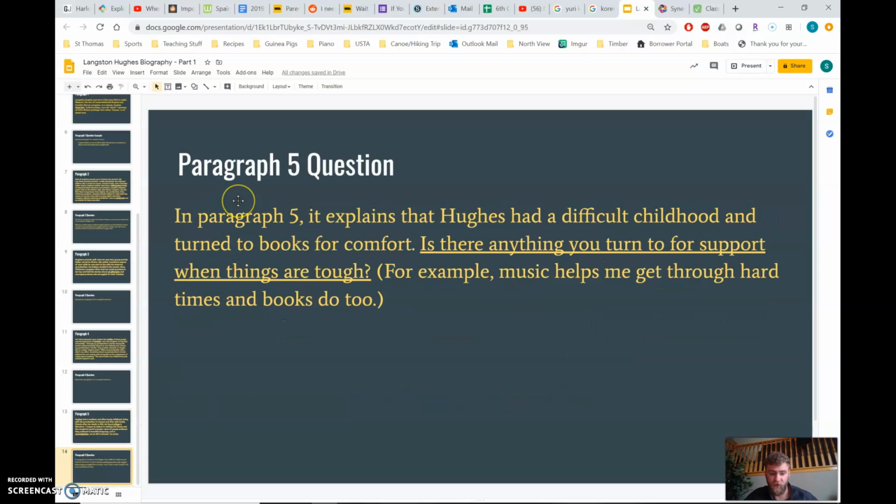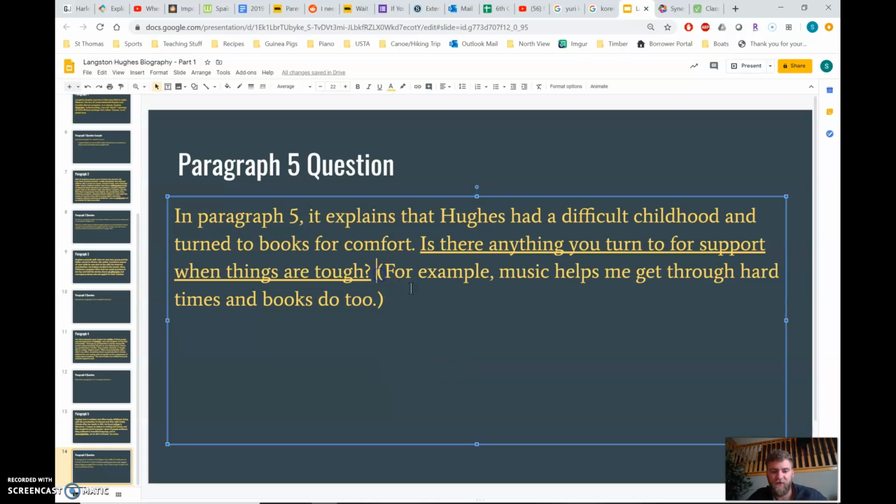Okay, last question. In this paragraph, it explains that Hughes had a difficult childhood and turned to books for comfort. Is there anything you turn to for support when things are tough? My example is I listen to music. This helps me get through a lot of hard times, and same with books. That's how I deal with things, just to make me feel better. So share something that you do if there's anything you can think of.